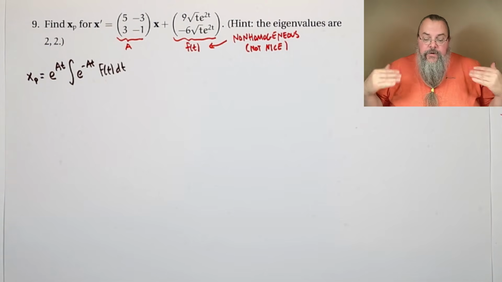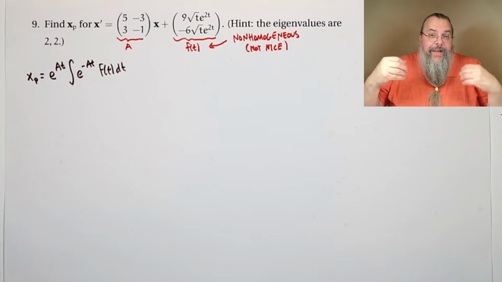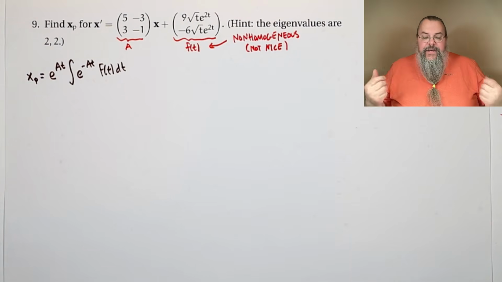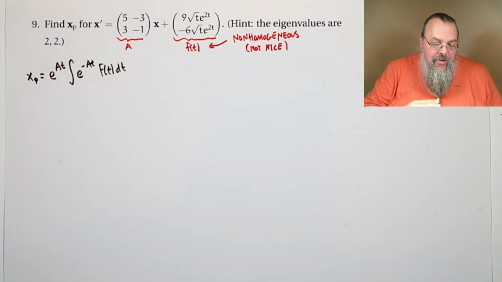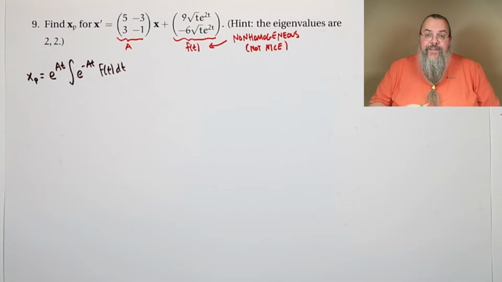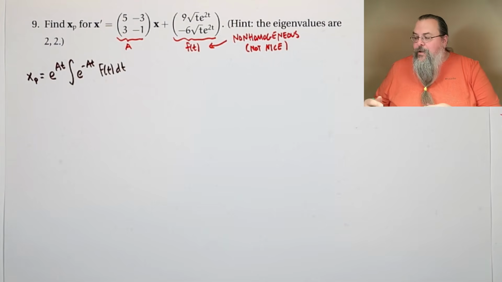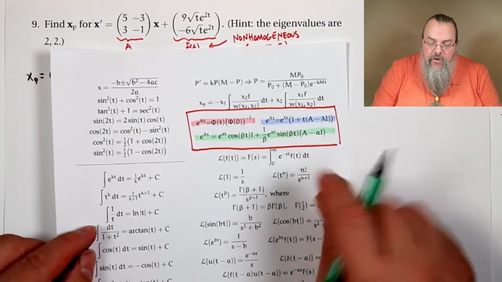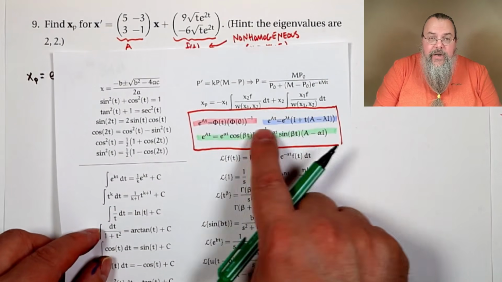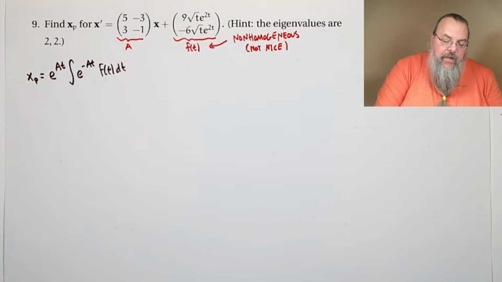Well, when you're doing variation of parameters, you need to either find a fundamental matrix or find the really nice fundamental matrix, e to the at. We're going to lean into their hint and say, well, they gave us the eigenvalues, so let's use that to our advantage. Since we know what the eigenvalues are, they're repeated, and we say, well, wouldn't you know it? For repeated eigenvalues, we have a nice shortcut for e to the at.